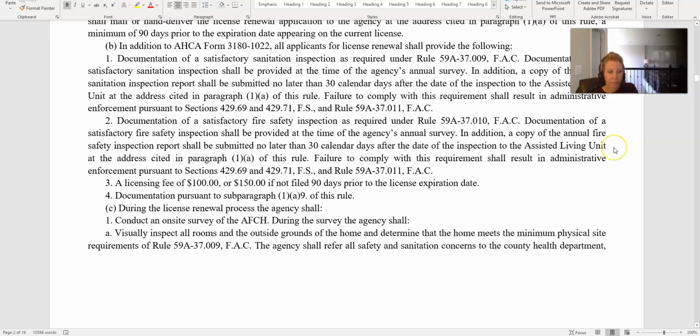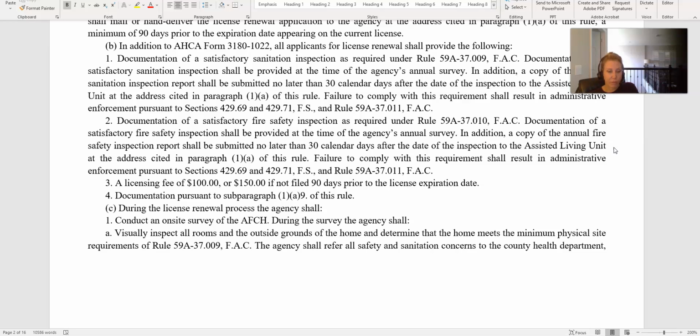so write that on your list. Number 3, a licensing fee of $100, or $150 if it's not filed 90 days prior to the license expiration date. So they will increase the application fee if you are not on time. Number 4, documentation pursuant to subparagraph of this rule.